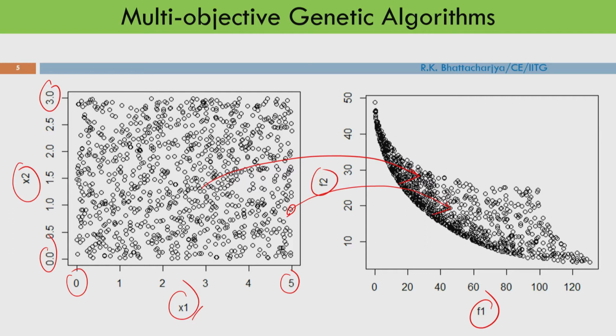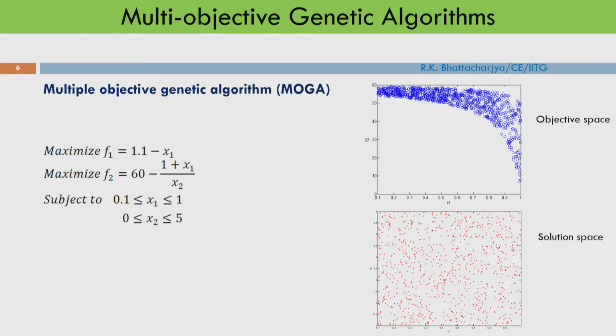Suppose these two solutions are very close in this search space. These two solutions may be at different positions, or may not be close in the other search space. We are dealing with two search spaces in the case of a multi-objective optimization problem. So, here I have shown an example of a multi-objective optimization problem.